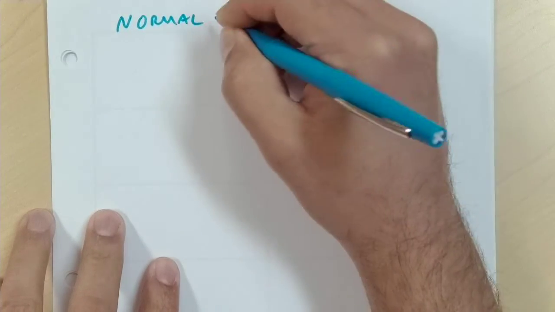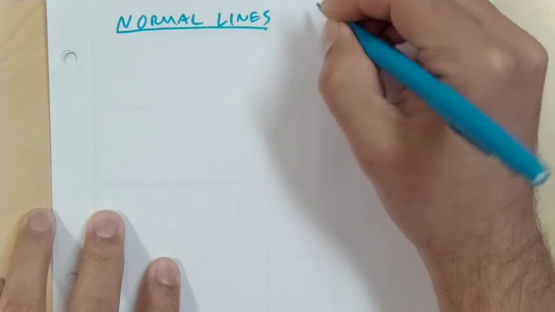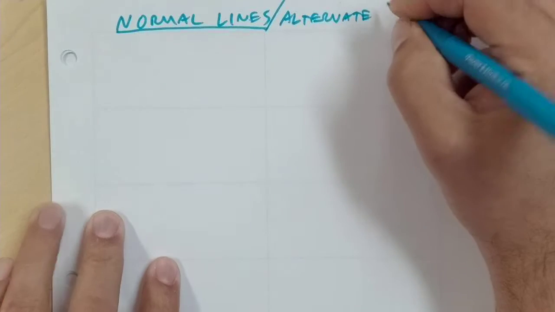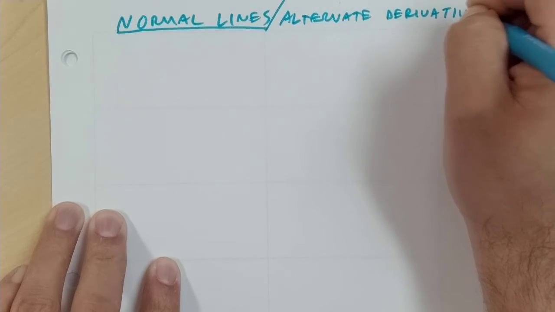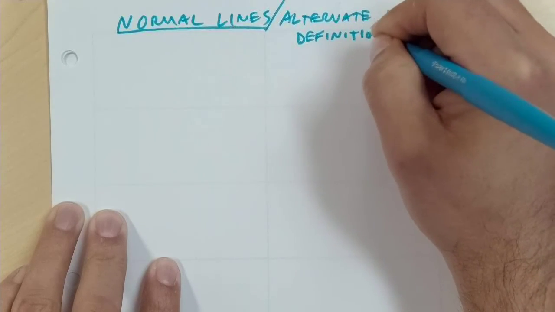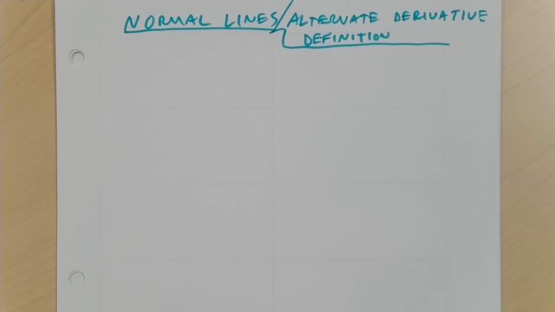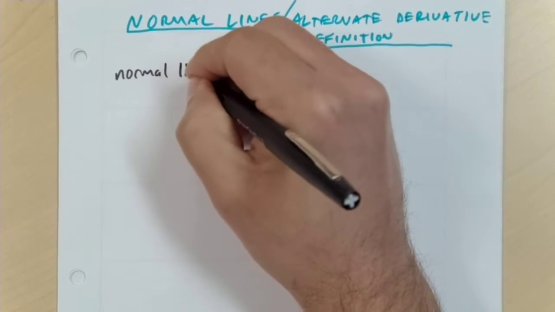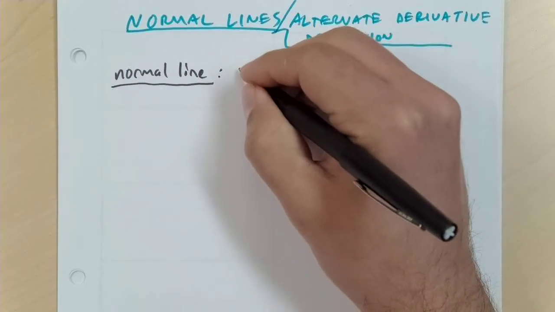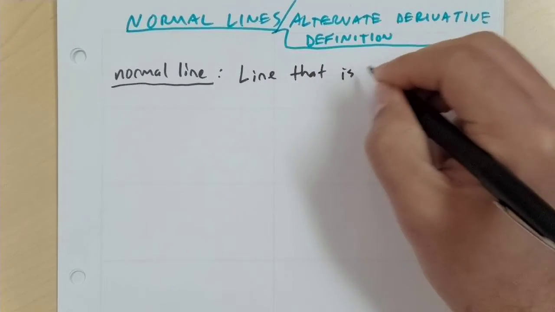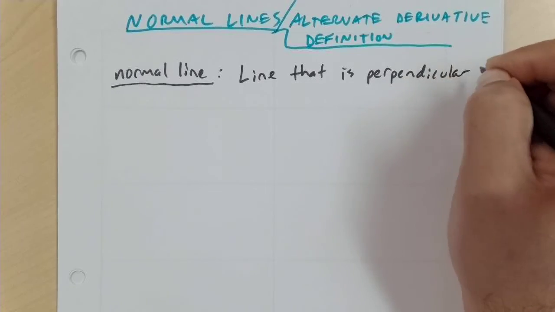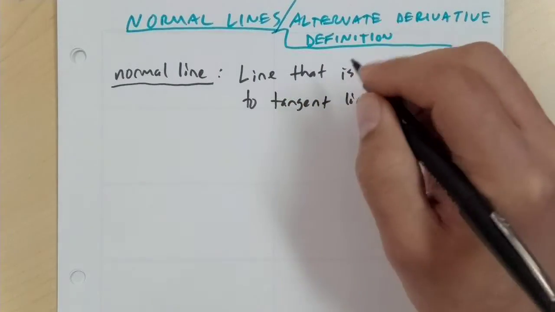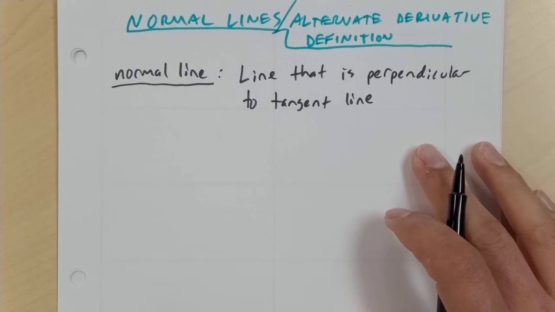So we're going to touch on normal lines and also the alternate derivative definition. All right. So first, let's go through the definition of a normal line. Okay, and a normal line is simply the line that is perpendicular to the tangent line. Okay, and that's really all you need to know.